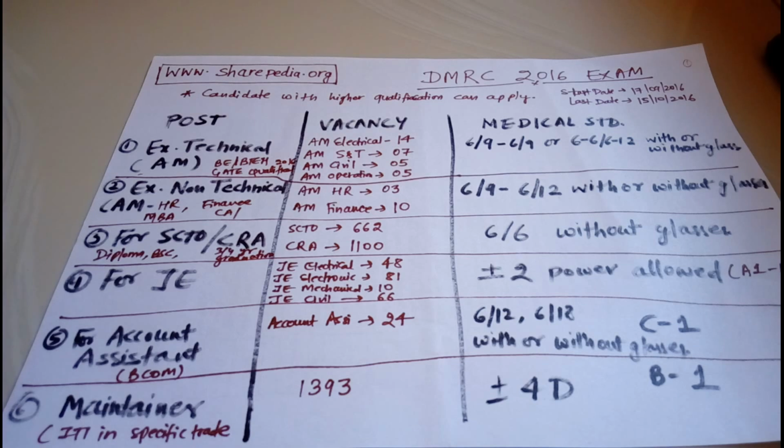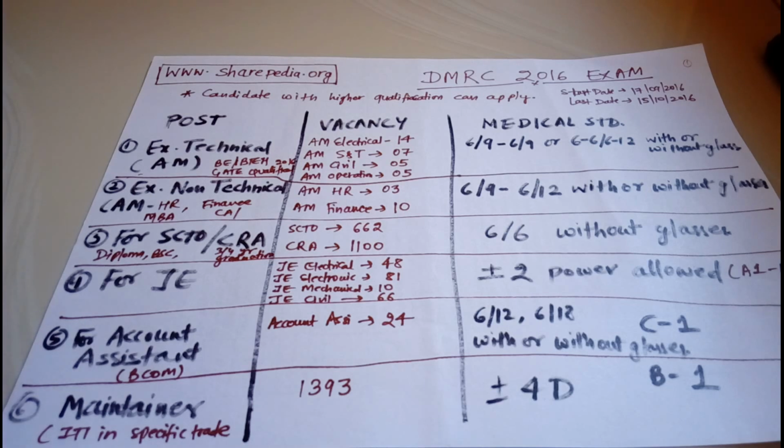Now next move to account assistant. For account assistant you must have a BCom degree, and there is a vacancy of 24. And if you talk about medical standards, 6/12 and 6/18 are allowed, and the medical category is C1. You can have glasses, or be with or without glasses. Your eyes must have a power of 6/12 or 6/18.